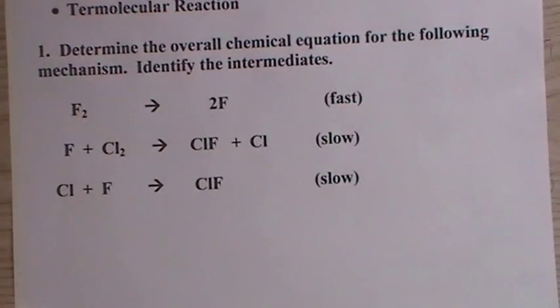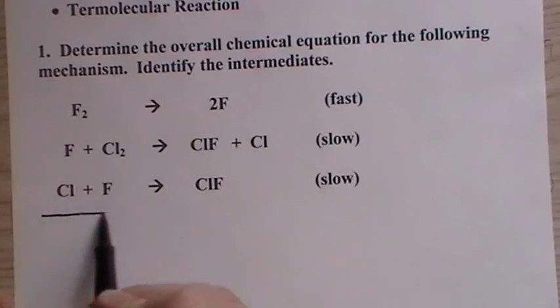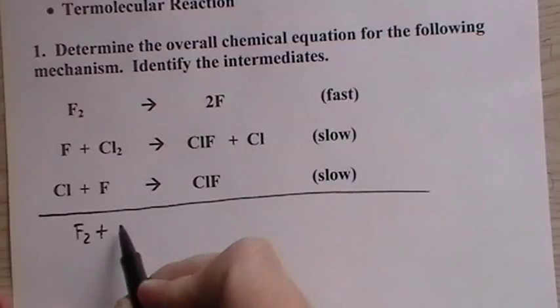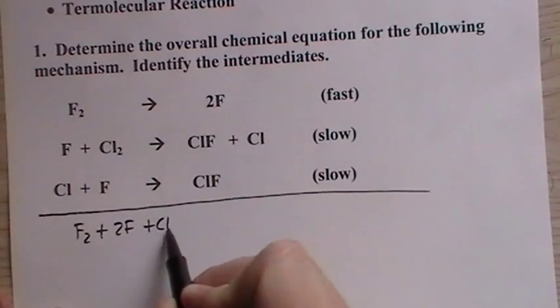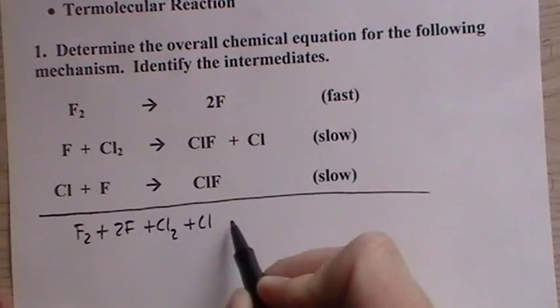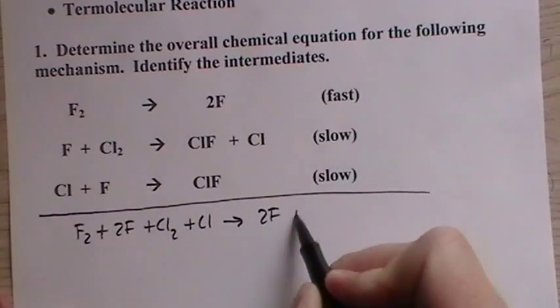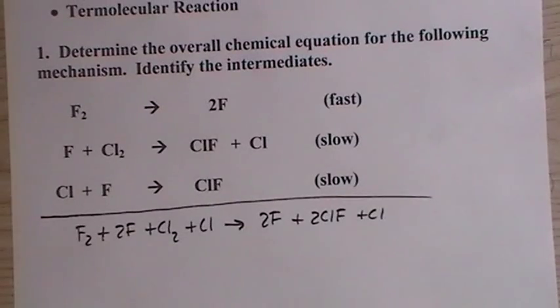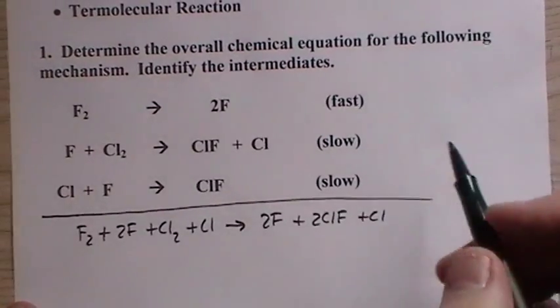So first let's find the overall reaction. What you do is just add these up. You see you have two fluorine atoms. We don't normally see fluorine atoms because they're so reactive, but during a mechanism you get to see all kinds of unusual things that form because they only exist for a fraction of a second. That's what happens during a mechanism.